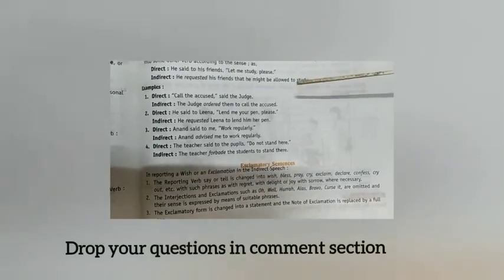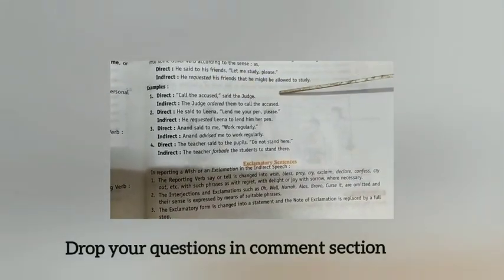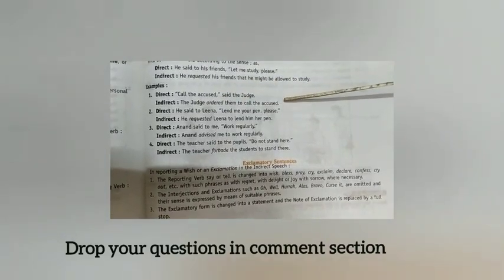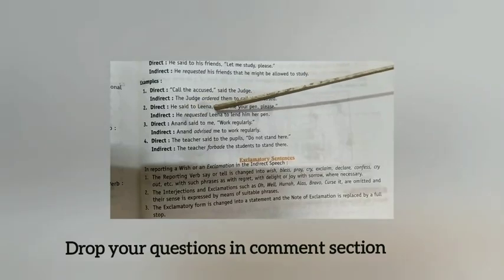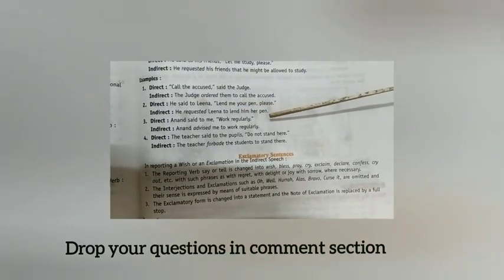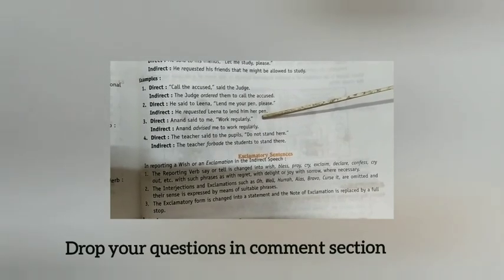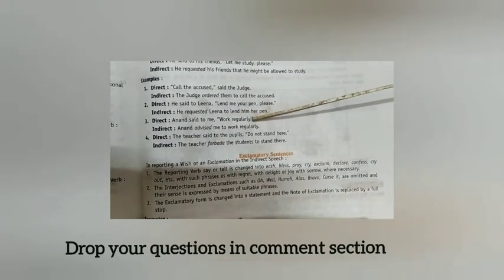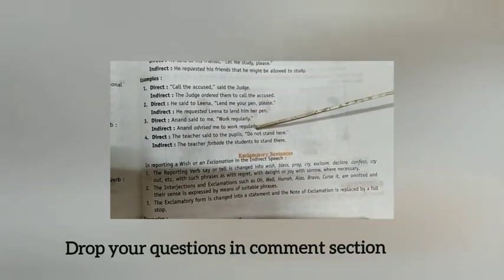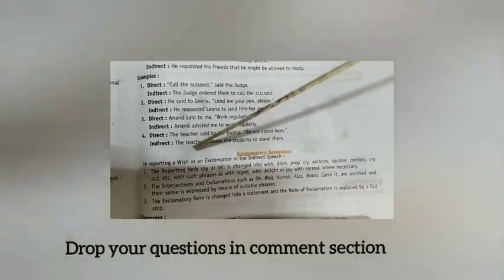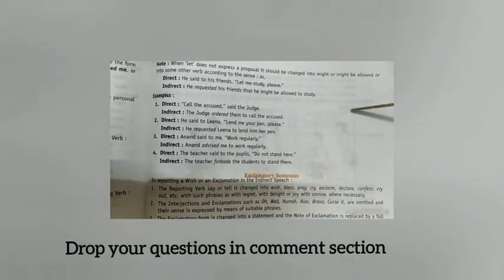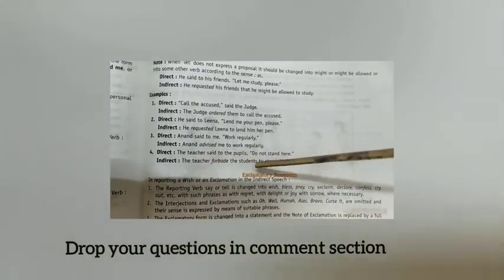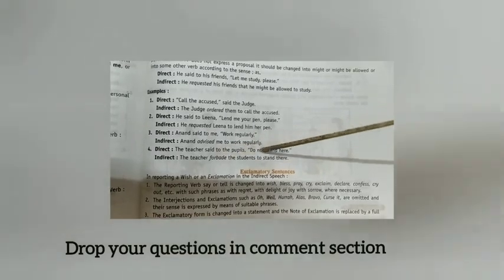Let us see the examples. Direct sentence: "Call the accused," said the judge. The judge ordered them to call the accused. Next, he said to Lena, "Lend me your pen please." Indirect: he requested Lena to lend him her pen. Next, Anand said to me, "Work regularly." Indirect: Anand advised, this is an advice, so Anand advised me to work regularly. The intention of the imperative sentence is converted into the reporting verb here. The teacher said to the pupils, "Do not stand here." The teacher forbade the students to stand there.